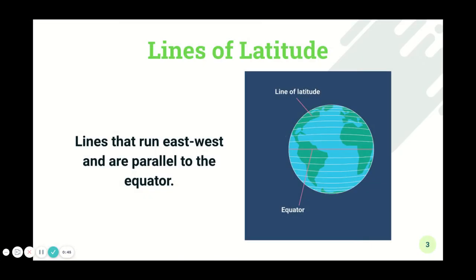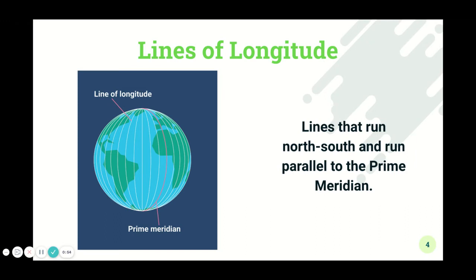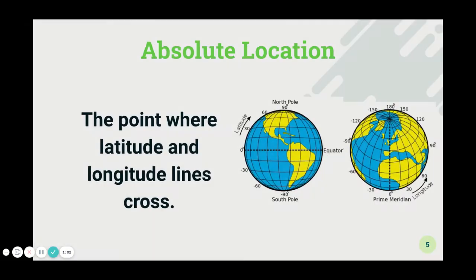Okay, so again, here's a better look at latitude. Think latitude, fatitude. Remember, anything south of the equator will be labeled south. Anything north will be labeled north. Here's a closer look at longitude. Anything east of the prime meridian will be labeled east. Anything west of the prime meridian will be labeled west.